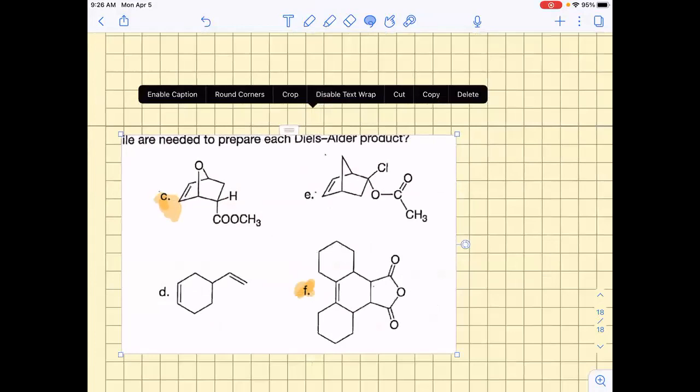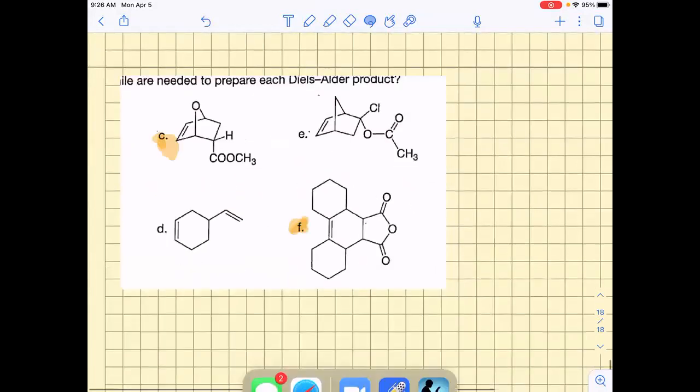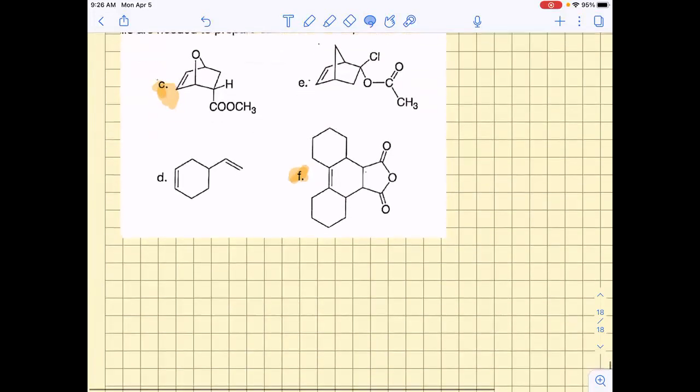All right. So for C, when we do it, again, the question asked what the starting materials are. What diene and dienophile are needed to prepare the Diels-Alder product? So when we look at C, and again, this is a retrosynthesis, I'm going to draw C out in 2D. That's what the 3D structure would look like. Do you see the bridge right here with the oxygen?